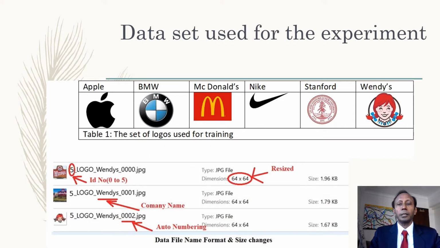So let us start with the data used for the experiment. In this case, we have downloaded 6 different company logos, and using a program, I reformatted the file size to 64 by 64 into 3 colors and organized the files starting with a number representing 0 to 5, followed by the company name and the serial number of the file name. So this way it is very easy for the program to read these data files.